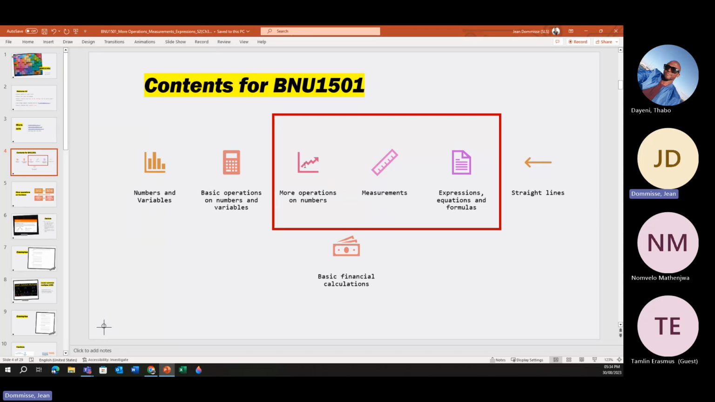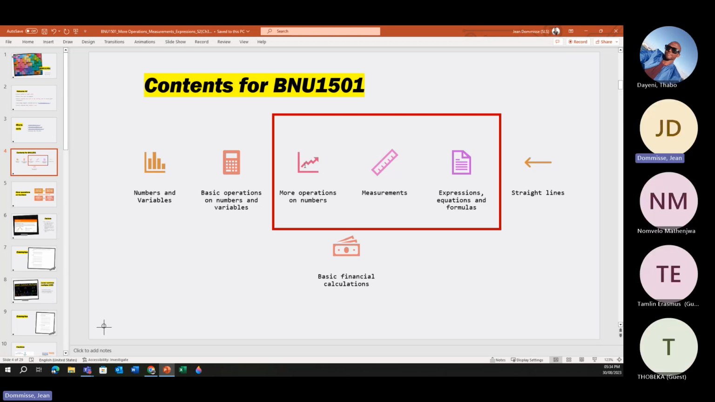I will also share a presentation afterwards, so that when we get to the measurement chapter, you have all the formulas on the presentation, so it's just easier to get to.